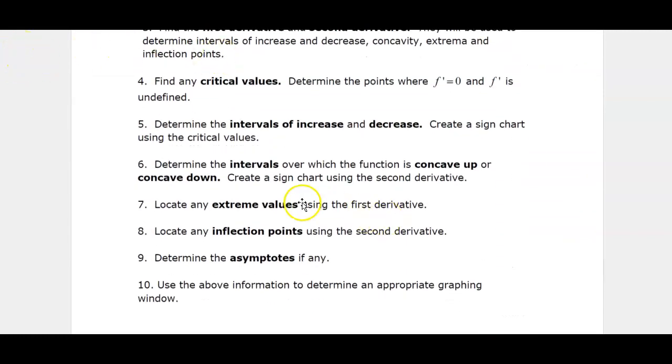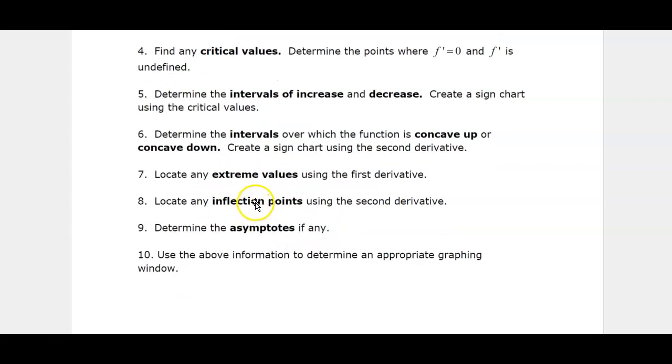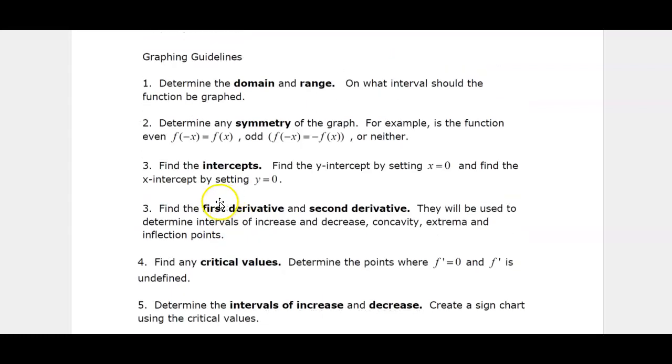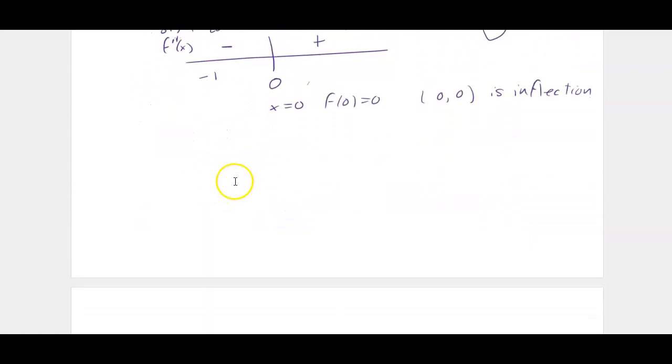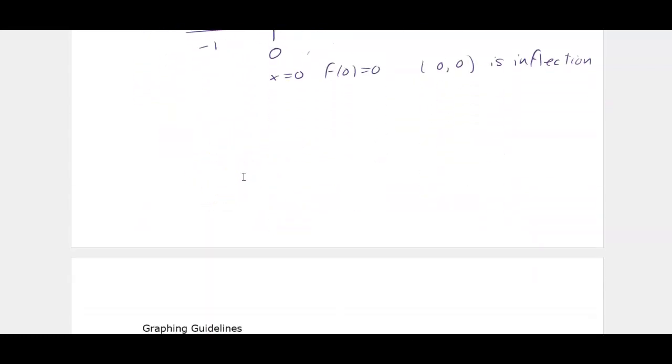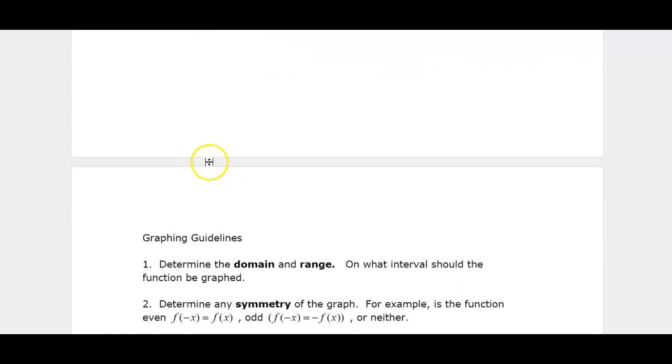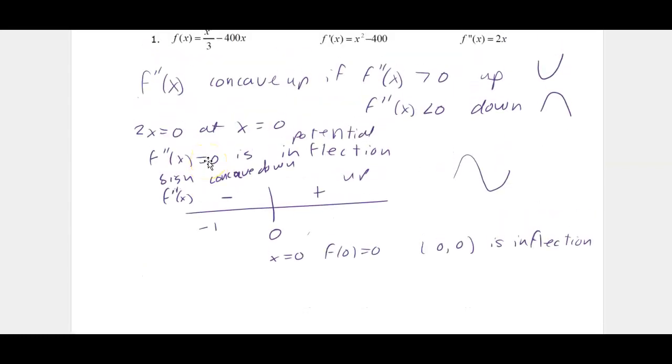Critical values, increase, decrease. We looked at the extreme values. We've looked at the inflection points. There are no asymptotes. And now we've determined an appropriate graphing window, mostly from the intercepts, and the max and min. So we have some key things. If we are to sketch this graph, how are we going to do it? Well, we're going to look at a couple of key values and make sure we include them.